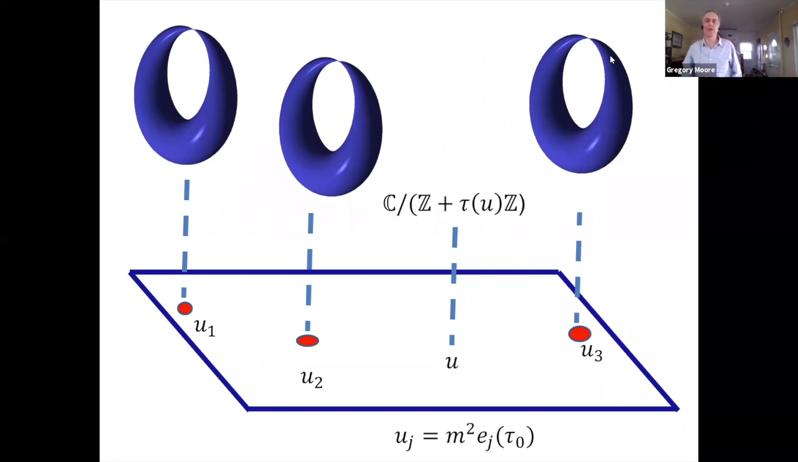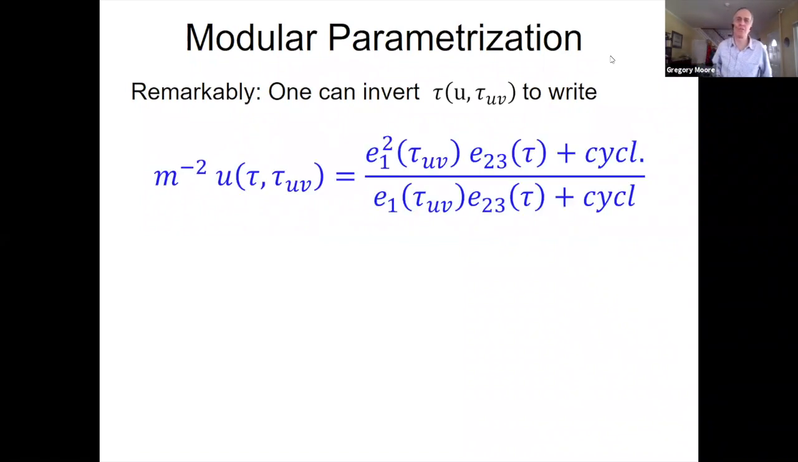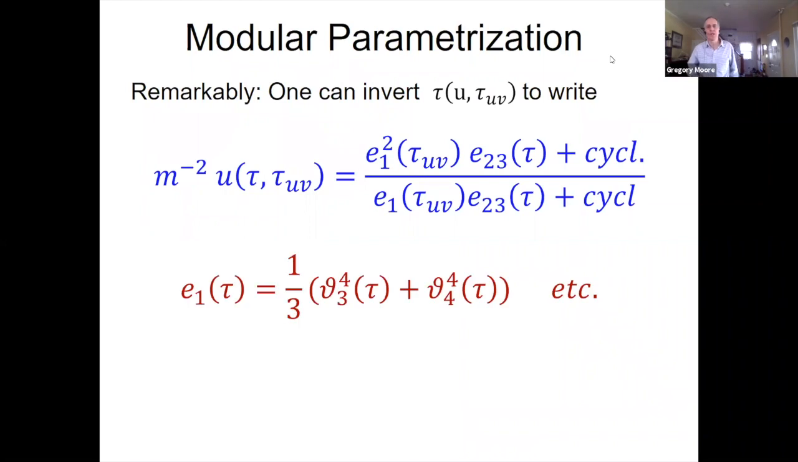And generically, they're smooth elliptic curves, but at 3 points, they degenerate. Now, remarkably, you can invert this tau as a function of u to write u as a function of tau explicitly in terms of theta functions. We don't need to know the explicit formula, but the end result is that the Coulomb branch can be identified with the modular curve for the congruence group gamma of 2.